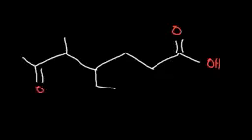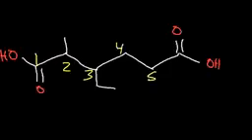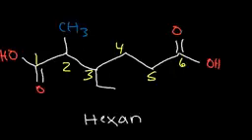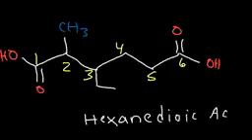So now that you understand how to name the last example, you can try this one. So we want to start counting from the side that's closest to the methyl and the ethyl groups. So the methyl could be on carbon 2 and the ethyl could be on carbon 3, as opposed to it being on 4 and 5. So the parent name is going to be associated with hexane. And then we have 2 carboxylic acids, so hexane dioic acid.